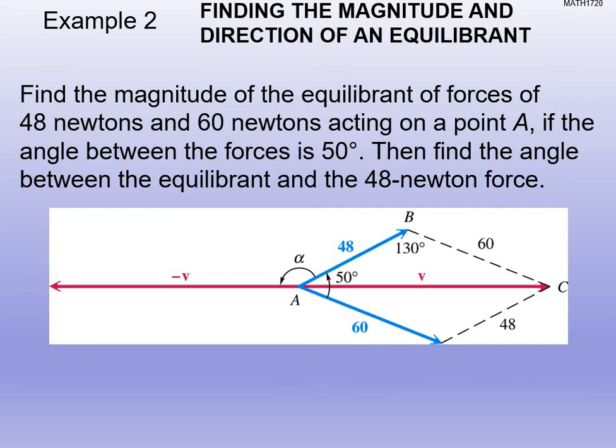All right, and if we know the angle between the forces is 50 degrees and we draw the parallelogram, we know that 50 is supplementary with the other angle, angle B up there. So that becomes 130. So we take 180 minus 50 to get 130. So now you have some angles that we can work with.